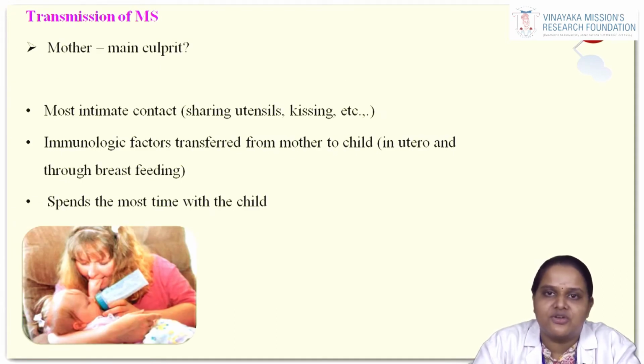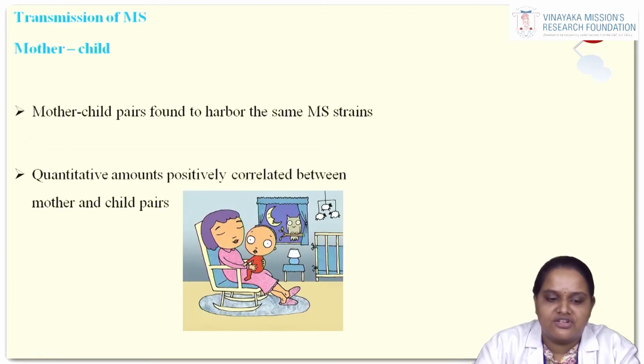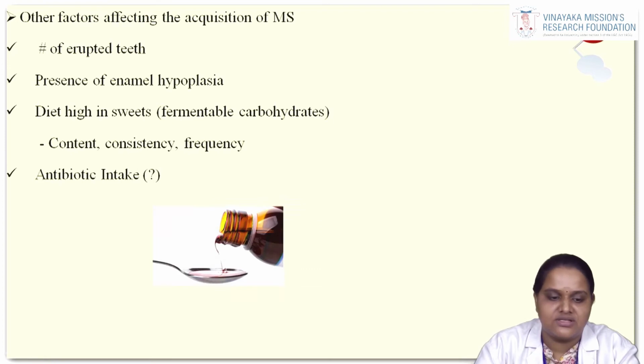So, here, talking about Streptococcus mutans, the mother is found to be the main culprit to transmit mutans from her to the child. Most contacts are by utensils, kissing, etc. Here the bacteria is carried even in utero and through breastfeeding. The mother spends most of the time with the child, so the mother is considered to be the main culprit. So, the transmission is mainly through saliva, where it harbors Streptococcus mutans. Quantitative amounts are positively correlated between the mother and the child during this process.